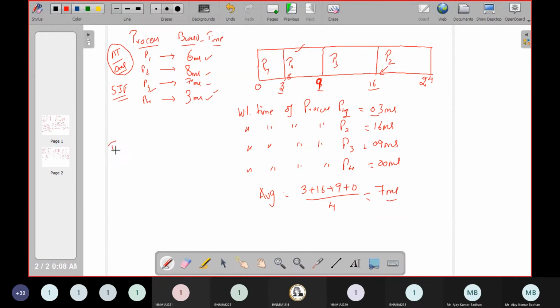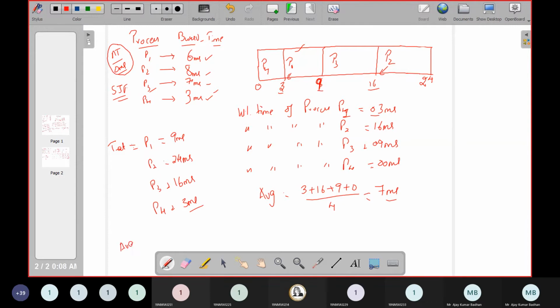Same way for the turnaround time. For the turnaround time, you don't have to subtract the arrival time here. Directly you can write it the way I explained. Turnaround time for the process P1, how much do we have on the right side? 9 milliseconds. For the process P2, we have 24 milliseconds. For the process P3, it is 16 milliseconds. And for the process P4, it is 3 milliseconds.